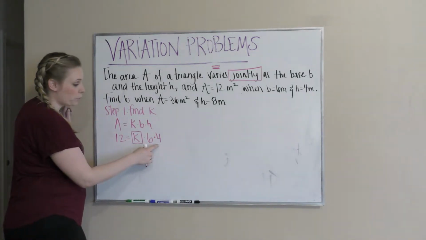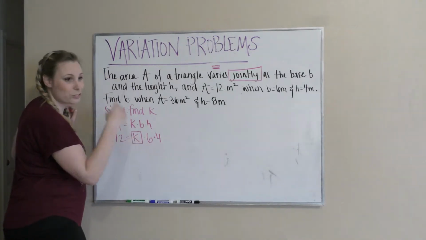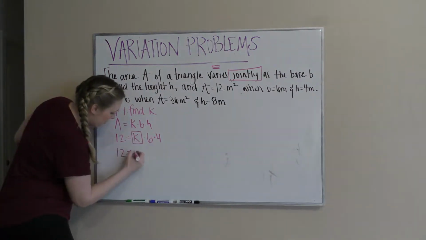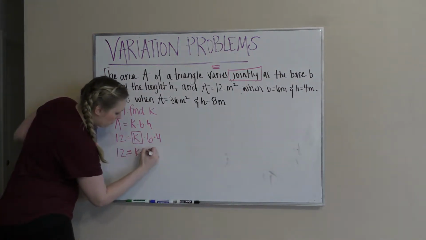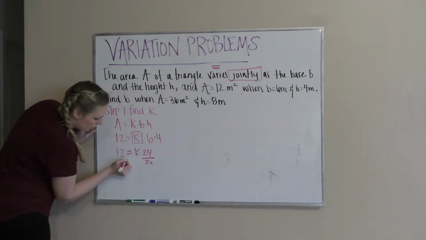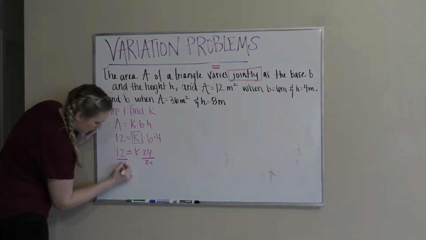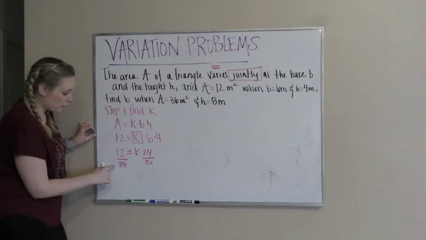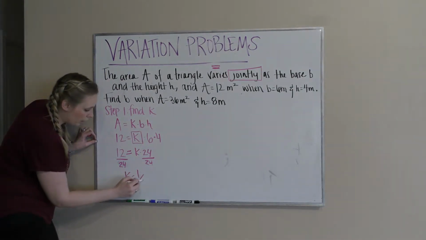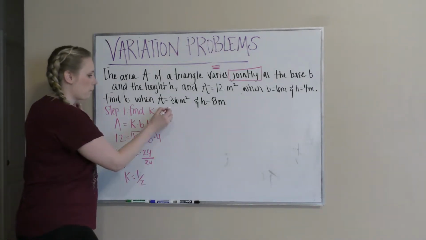So 6 times 4 is 24. Just giving you time to think. So 12 equals K times 24. Now to get K by itself, we'll divide. And 12 divided by 24 is 1/2. So K equals 1/2. You can write it 1/2, you can write it 0.5, whatever you're more comfortable with.